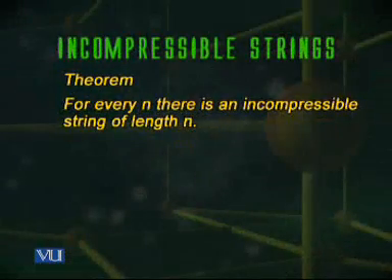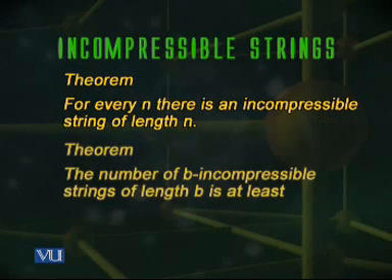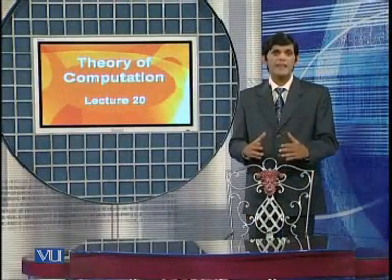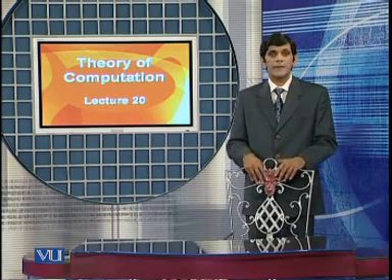We prove the following two theorems. For every n, there is an incompressible string of length n. The second theorem was that the number of b-incompressible strings of length n is at least 2^n - 2^(n-b+1) + 1. The proofs of these theorems are simple counting. The way we prove these theorems is by simply counting.